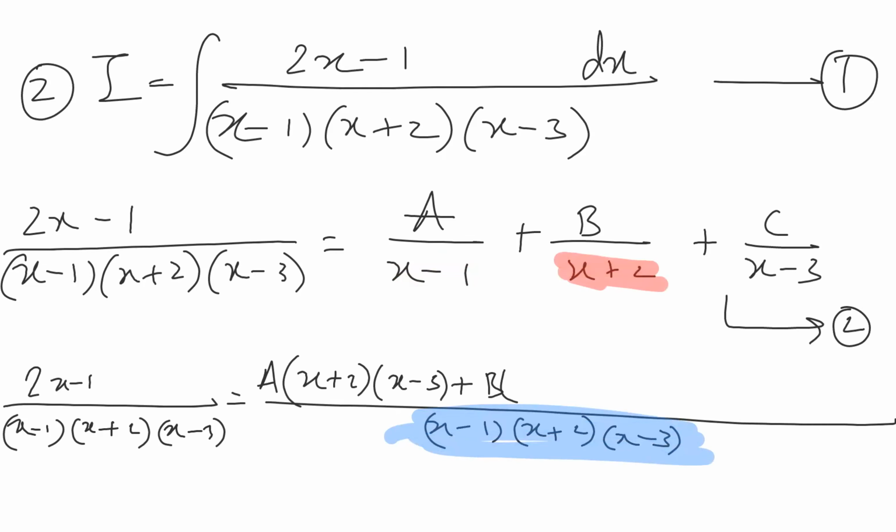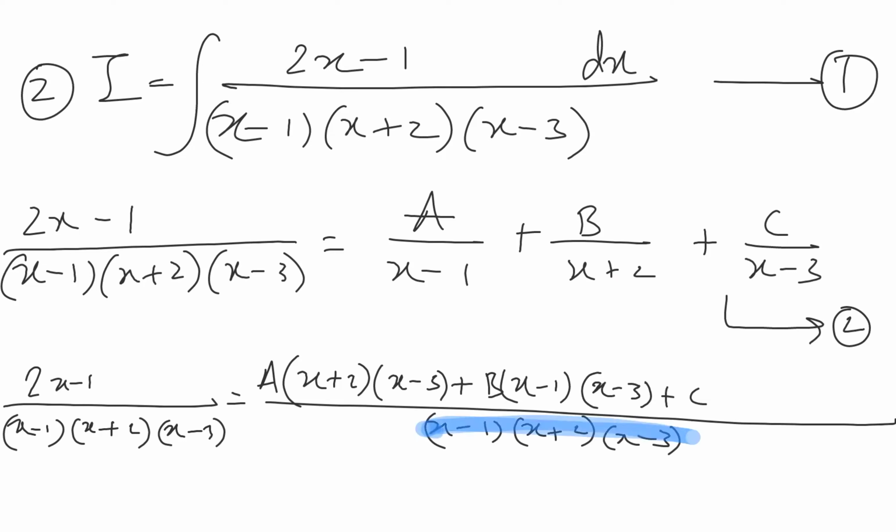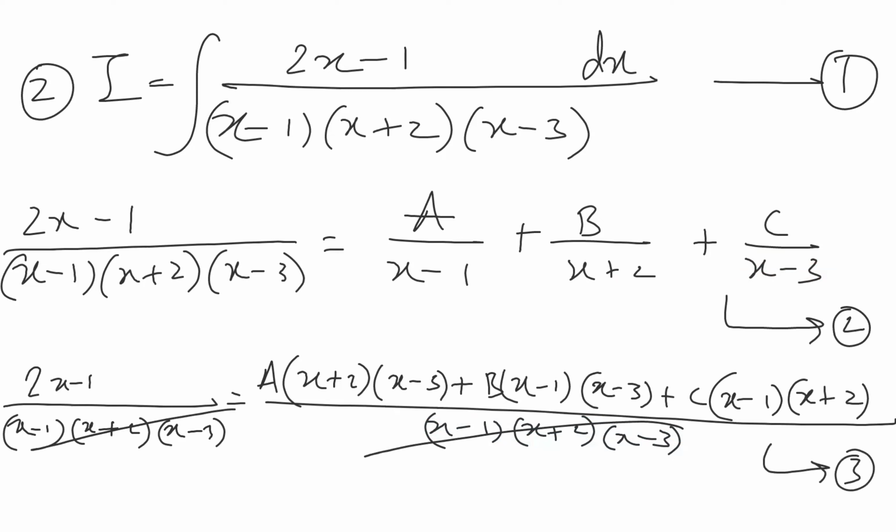X plus 2 will get cancelled. So we are left with x minus 1 and x minus 3 plus c into the blue colored term upon the red colored term. So we are left with x minus 1, x plus 2. Now after we take the LCM, the three terms in the denominator from both the sides will get cancelled and we'll be left with equation number 3.